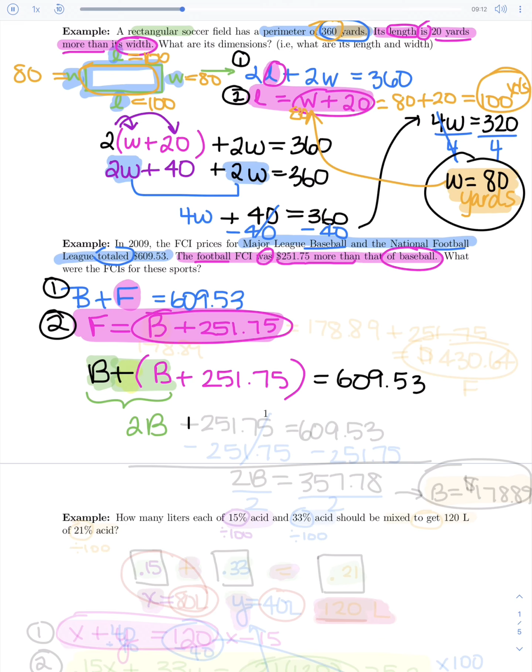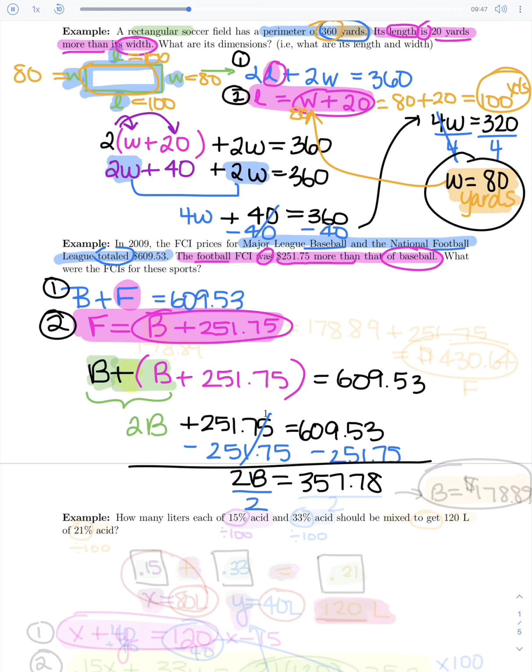We still have our 251.75 equals our 609.53. Now keep on going. We'll subtract the 251.75 from both sides and see what we end up with. We'll end up with 2B equals, let's see, 357.78. Then our last step would be to divide both sides by 2 to get B by itself.